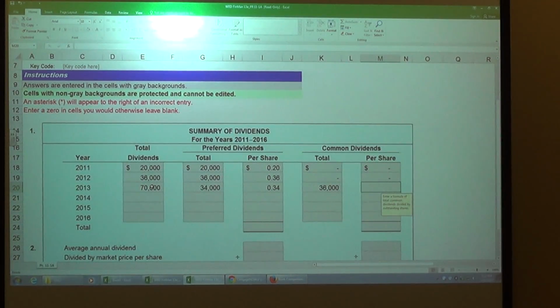And how many shares do they have in common stock? We haven't looked at that yet. 400,000. So I take 36,000, let's take this number here, divided by 100,000. And it's 9 cents.